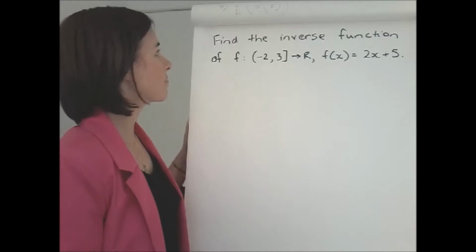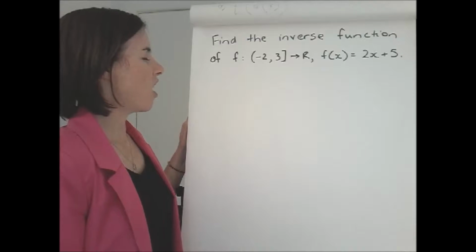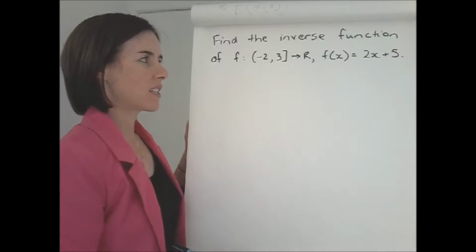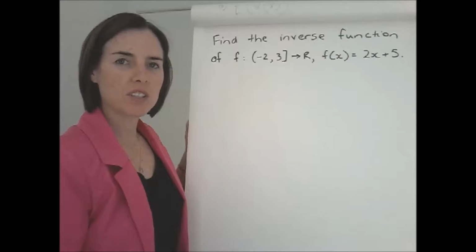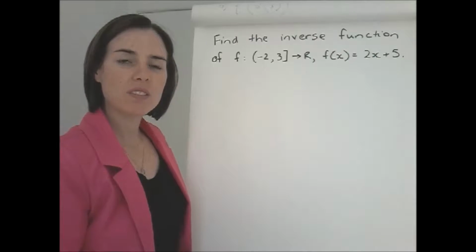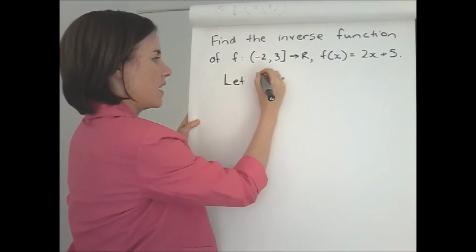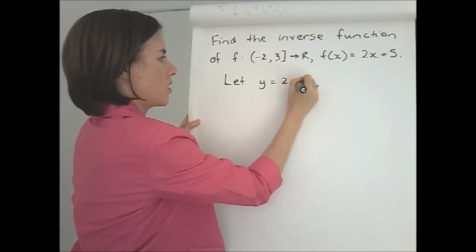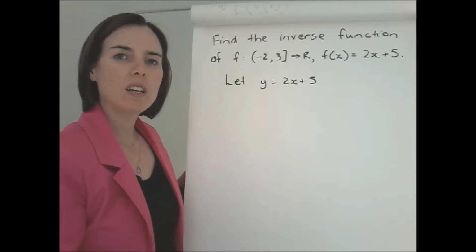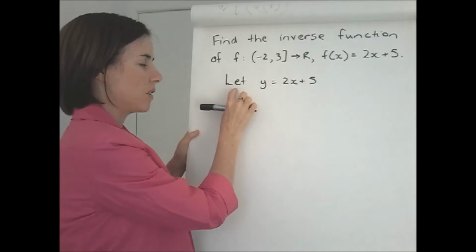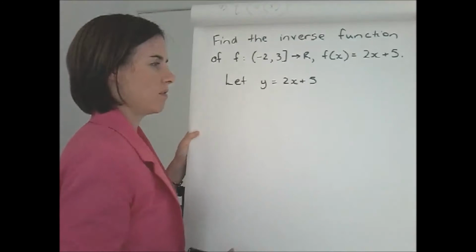Today's question is: find the inverse function of f with a domain of -2 to 3, where f(x) is 2x plus 5. Okay, to find the inverse we swap x and y, but there's no y there at the moment, so I'll need to make that the case and I'll say let y equals 2x plus 5. If you want to change the format of a piece of maths that you've been given to work with, you can. You just need to say that you're doing that and then you can let it be whatever you like.